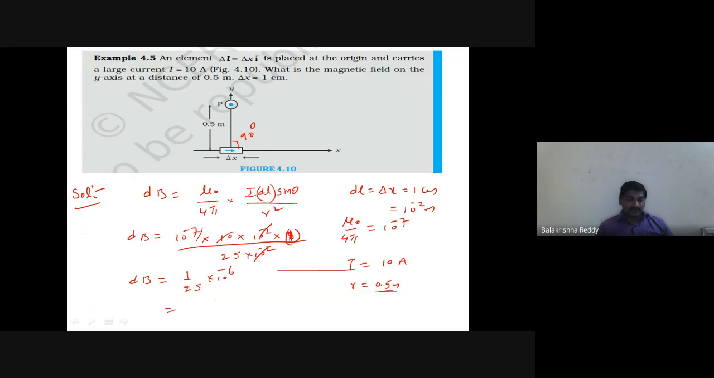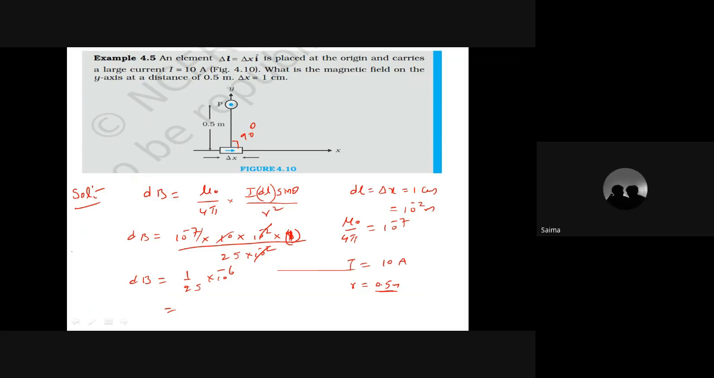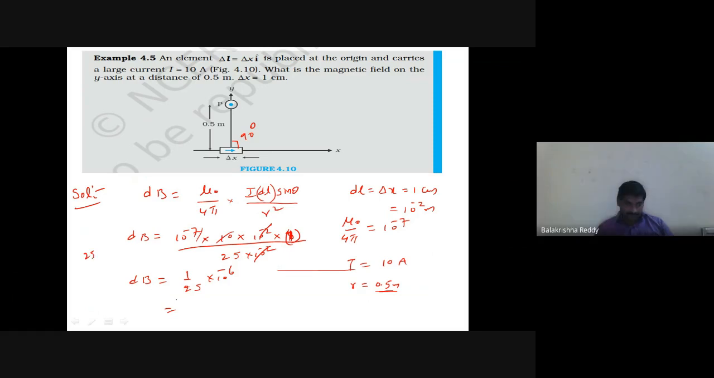So how can I write 1 by 25? 1 by 25 can be written as 0.04. So 0.04 into 10 to the power minus 6. Further, if I shift the decimal this side, I can write 4 into 10 to the power minus 8 Tesla.